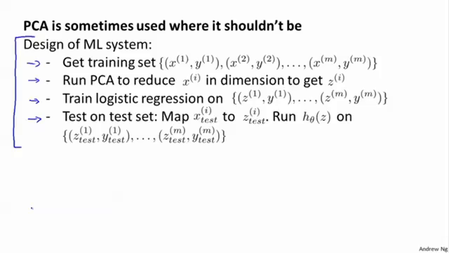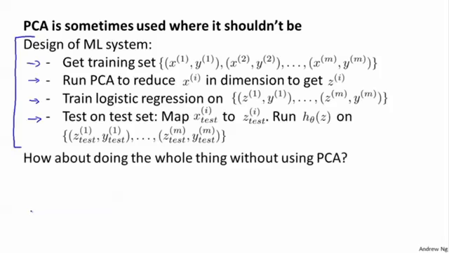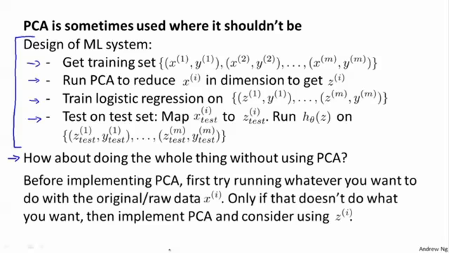Before writing out a project plan that incorporates PCA like this, one very good question to ask is, what if we were to just do the whole thing without using PCA? And often people do not consider this step before coming up with a complicated project plan and implementing PCA and so on. So specifically, what I often advise people is, before you implement PCA, take whatever it is you want to do, and first consider doing it with your original raw data xi. And only if that doesn't do what you want, then implement PCA and consider using zi.